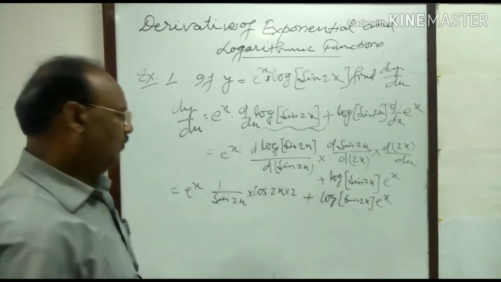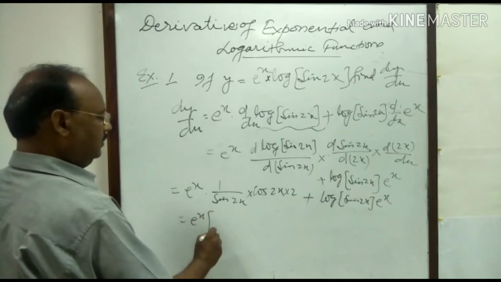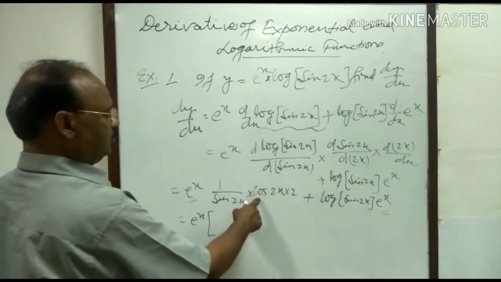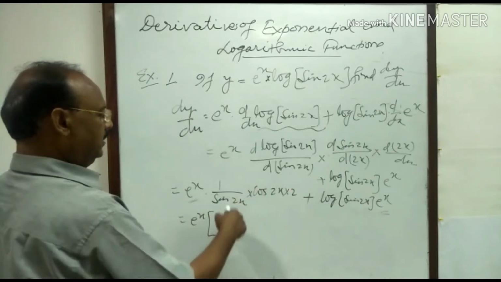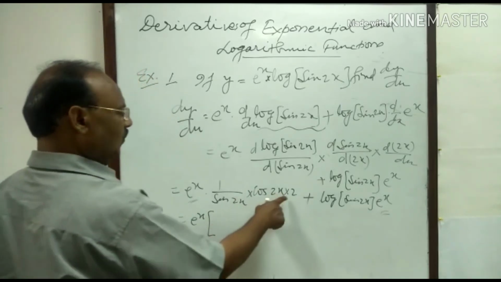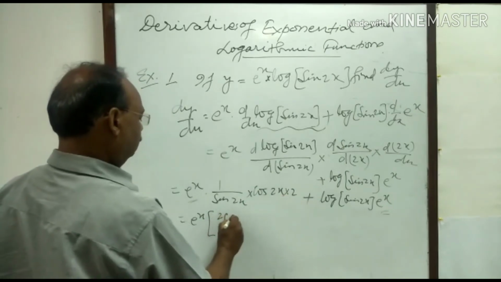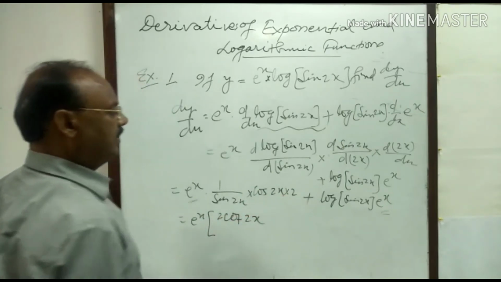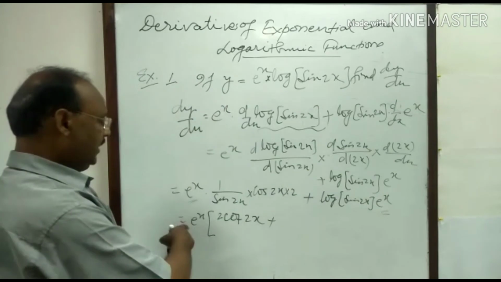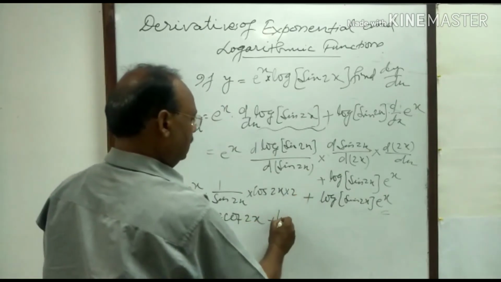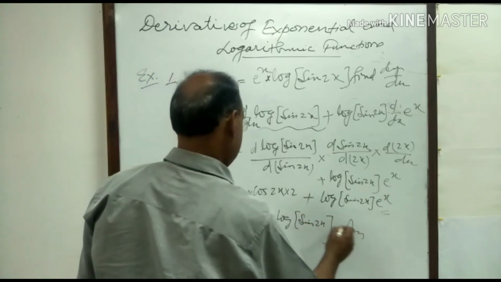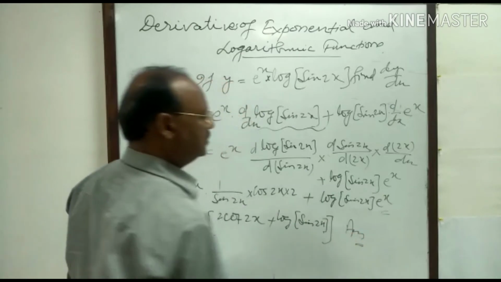Now we are getting the result here. So taking e to the power x common from each of these two terms, and cos 2x by sine 2x, that is cot 2x, and this is 2. So 2 cot of 2x, and e to the power x has already been taken outside, taken common. So this is log of sine 2x. So this is the answer.